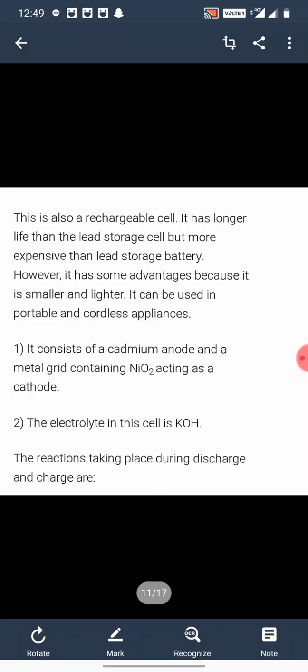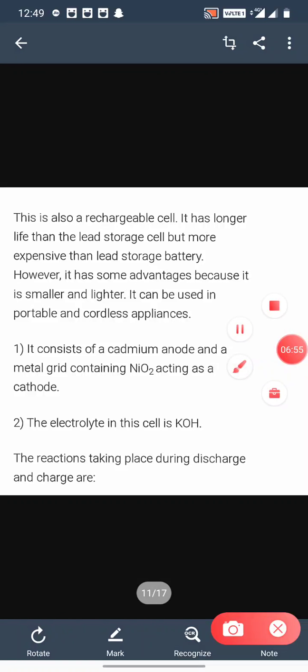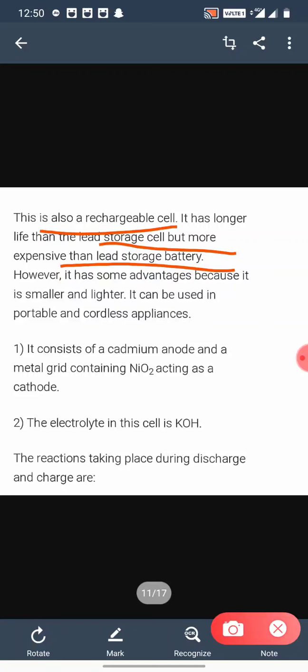So here are the components mentioned which are present inside a nickel cadmium battery. This is also a rechargeable cell. It has longer life than the lead storage cell but is more expensive than the lead storage battery. However, it has some advantages because it is smaller and lighter. It can be used in portable and cordless appliances.